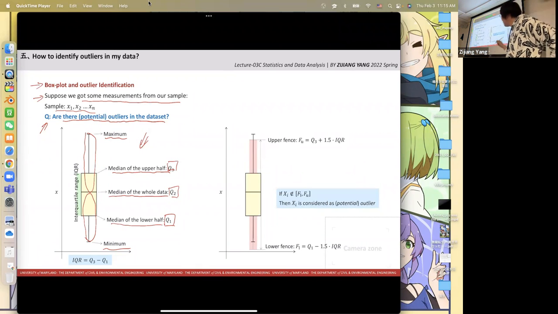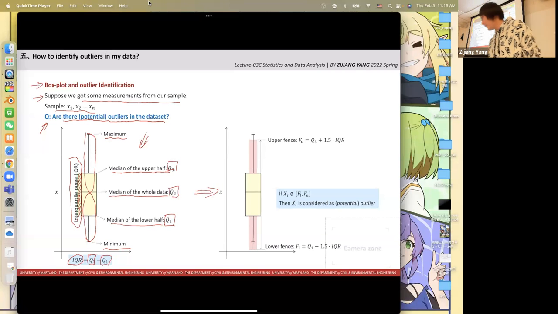By having all this ready, we can calculate a value called the interquartile range, IQR. The IQR refers to the range of this part. Basically, it refers to the length between Q3 and Q1. And because Q3 is always greater than Q1, this range is always positive. And by having this IQR, we can do more calculations.